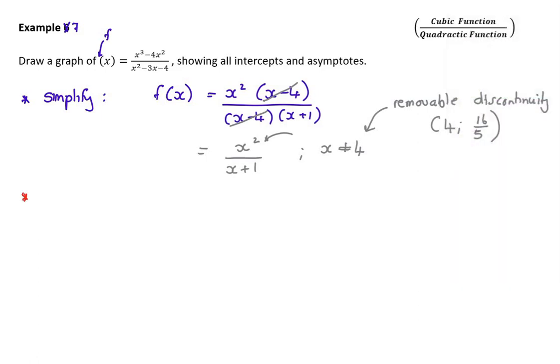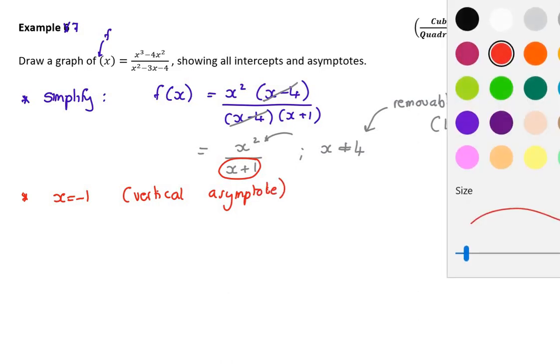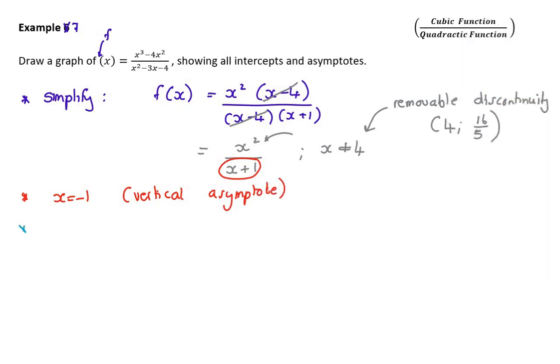If you notice, I have a denominator which is left over, so that means x is equal to negative 1 is my vertical asymptote. And finally, the degree on the top is 1 more than the degree on the bottom, so there is going to be an oblique asymptote. And so for my oblique asymptote, I say, right, x squared can be rewritten as x plus 1 multiplied by something. So it'll have to be x times x, which will be x squared plus x.